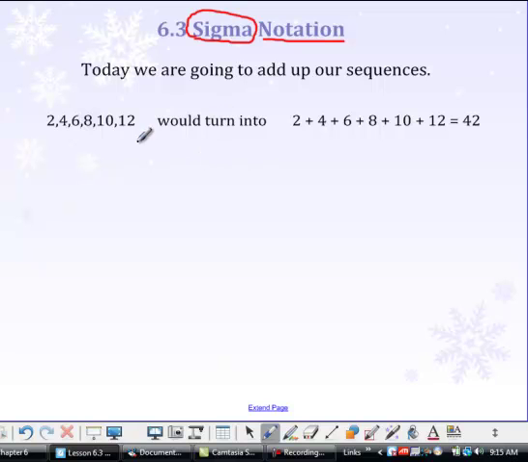There we go. 2, 4, 6, 8, 10, 12. Turns into 2 plus 4 plus 6 plus 8 plus 10 plus 12? Correct. We're going to be adding up our sequences today. So if I had this sequence right here, if we added it up, we would get 42.